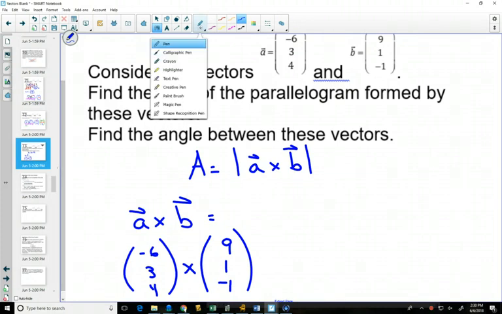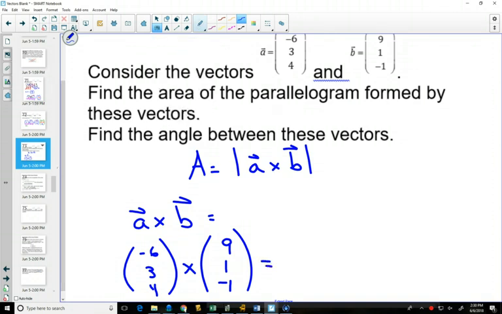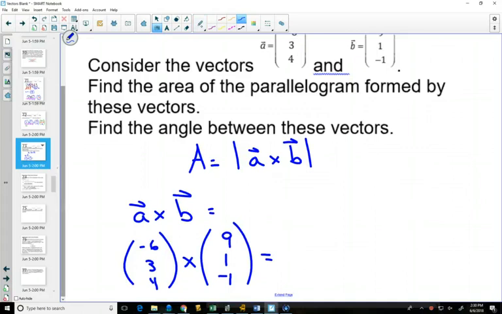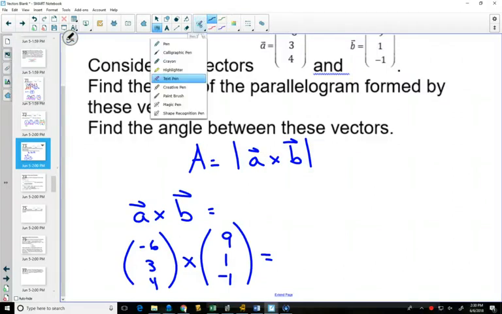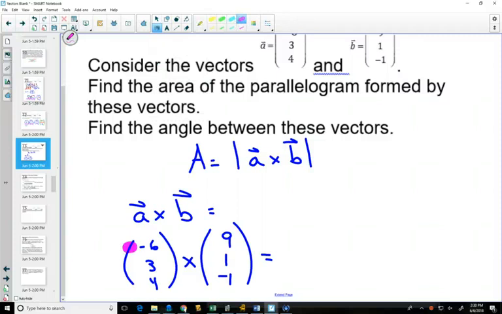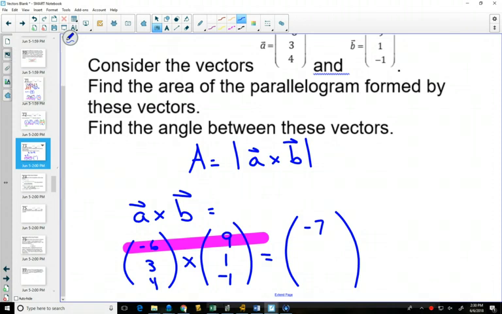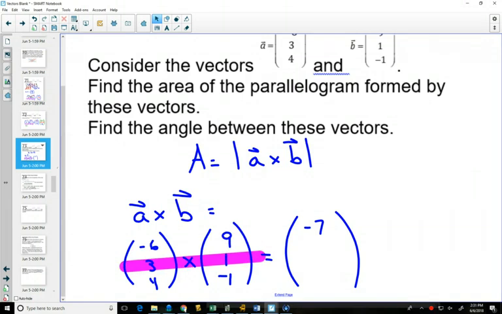So this is where I'm going to use the technique that I introduced to you the other day, where you highlight the first row, cross product, so -3 minus 4, -7. Highlight the second row, 6 minus 36, -30. And the second one you make negative of whatever you have. So it becomes +30.